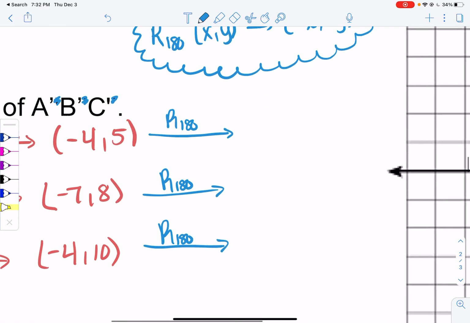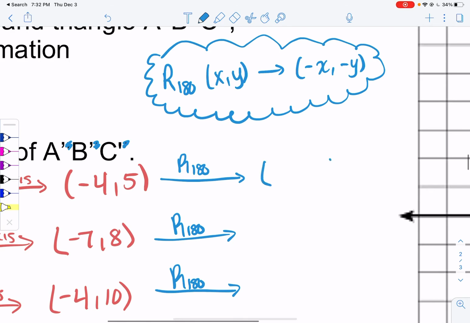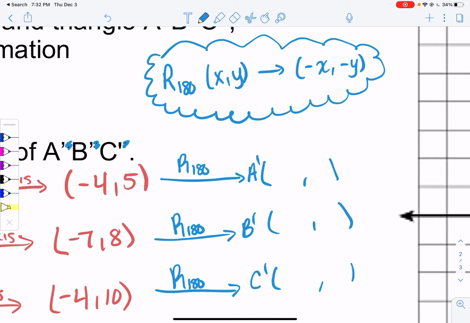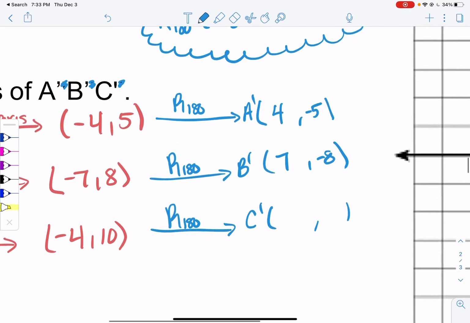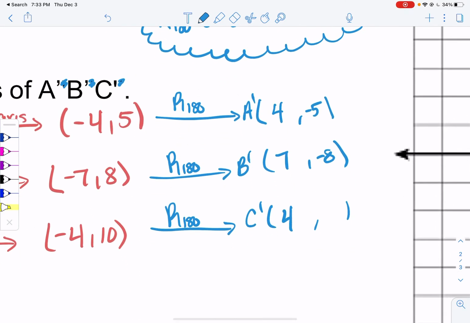So I keep my values in the same order. I'm now going to write A prime, B prime, C prime. And the opposite of a negative 4 is a positive 4. The opposite of a positive 5 is a negative 5. The opposite of a negative 7 is a 7. The opposite of a positive 8 is a negative 8. The opposite of a negative 4 is a positive 4. And the opposite of a positive 10 is a negative 10.